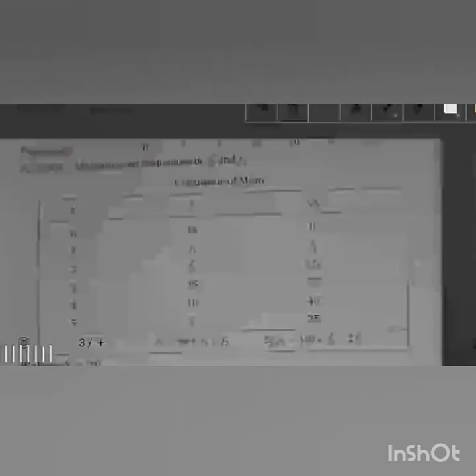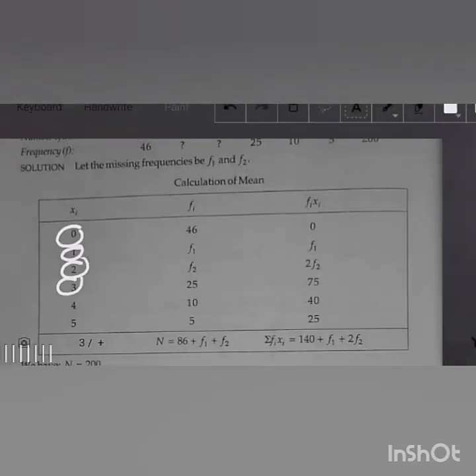So the xi values are first taken as 0, 1, 2, 3, 4, 5. These values are all given in the question. Now let us take the frequencies. The first frequency is 46. This is given.